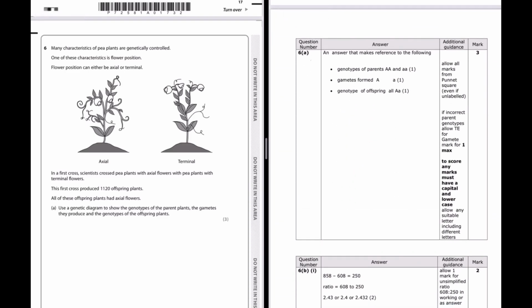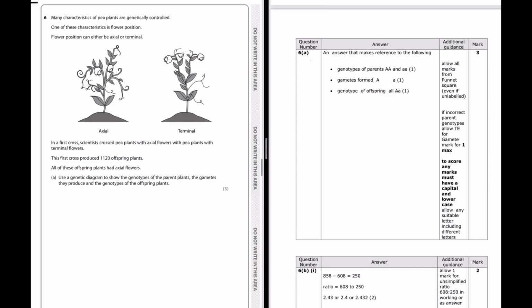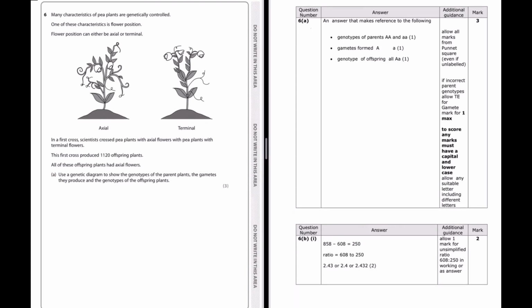You've got to remember, capital letters are for dominant alleles and lowercase letters are for recessive alleles. So it's like the secret code of genetics. Exactly, it's like a code.